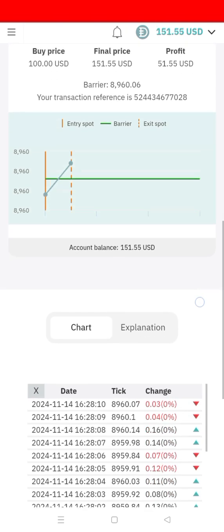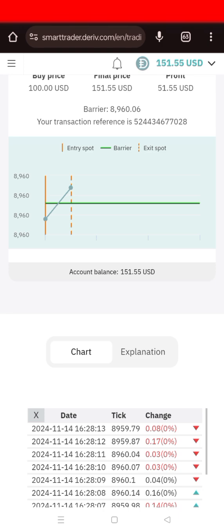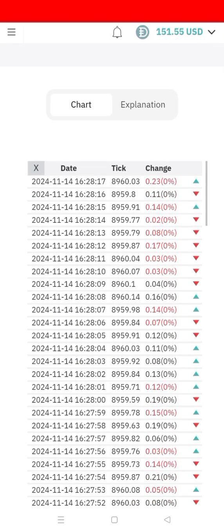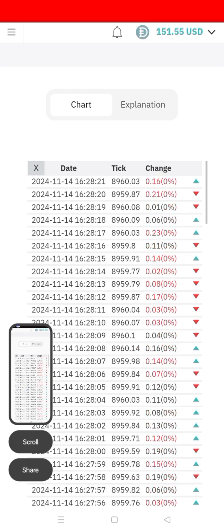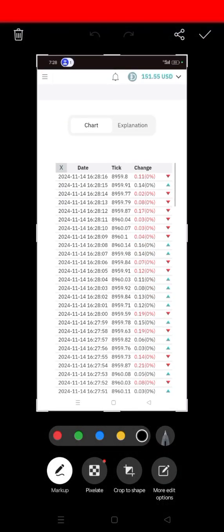You see I've used 100 and I am at 151.55. Let me explain to you what I've observed. You see, I use this one for illustration purposes. What was my entry point? This was my entry point for that market that I've gotten. So it is this point.